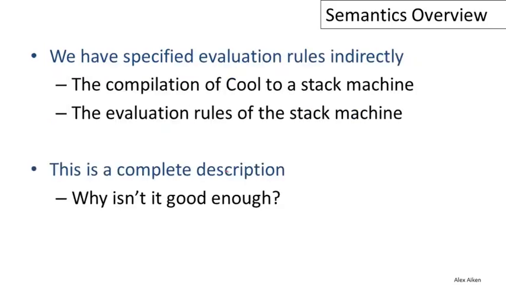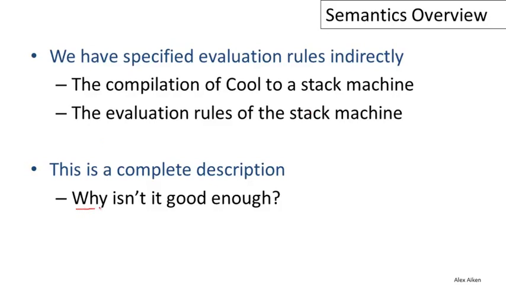So far we've been specifying the evaluation rules somewhat indirectly. We've been doing it by giving a complete compilation strategy down to stack machine code, and then we've been talking about the evaluation rules for the stack machine, or actually translating the stack machine code into assembly code. And that is certainly a complete description. You can take the generated assembly code and run it on a machine and see what the program does, and that would be a legitimate description of the behavior of the program.